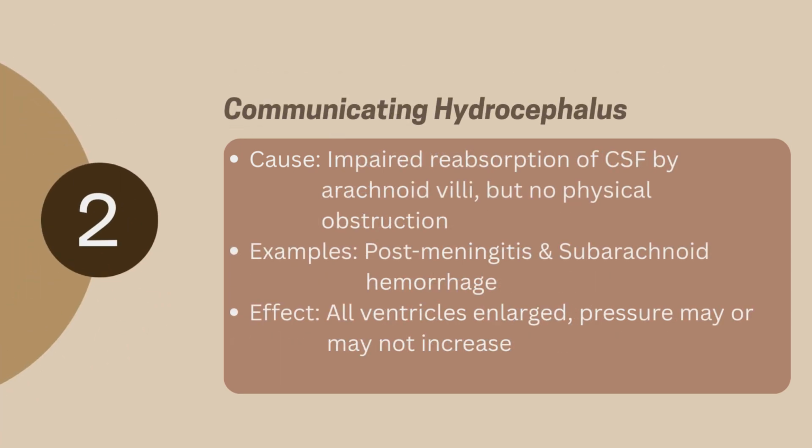Second, the communicating hydrocephalus, which happens due to impaired reabsorption of CSF by arachnoid villi without physical obstruction. Examples of this type of hydrocephalus are post-meningitis and subarachnoid hemorrhage. This type may cause the pressure to increase or not increase.